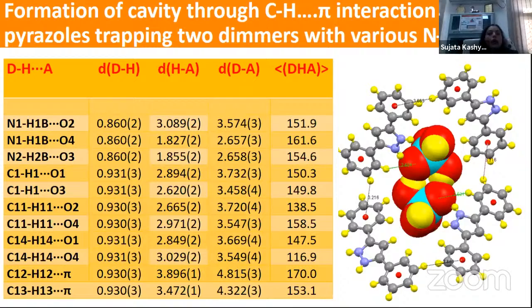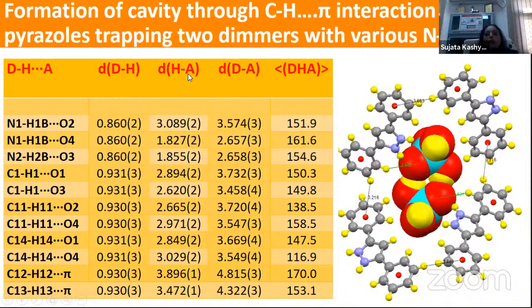So for short contacts, how can we draw short contacts? For that we need four things: the distance between donor and hydrogen, the distance between hydrogen and acceptor, the distance between donor and acceptor, and the angle of donor, hydrogen, and acceptor. So what is the distance of D and H? D is the donor atom with which the hydrogen is attached. So this distance is known as the donor-hydrogen distance.